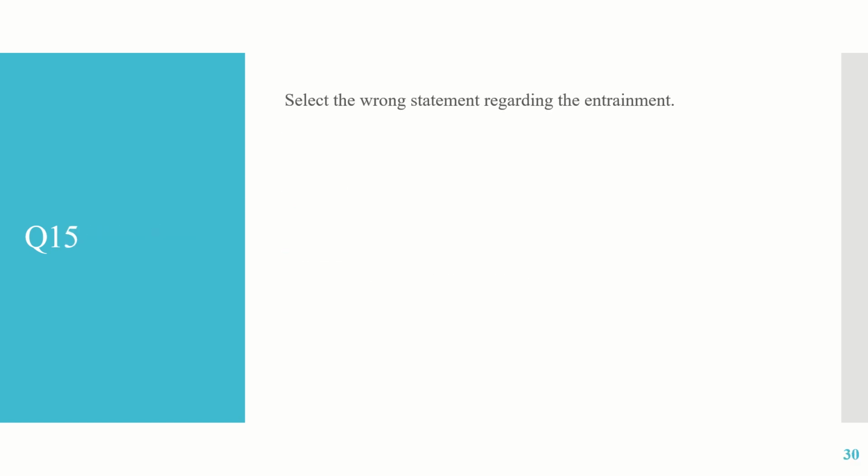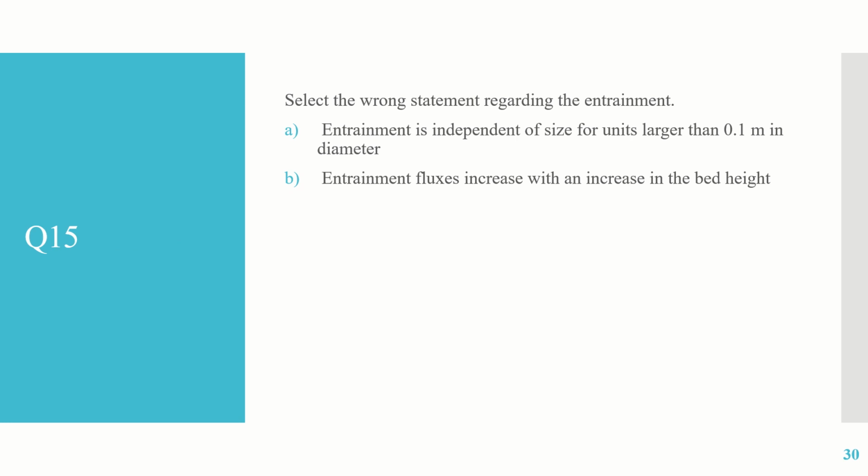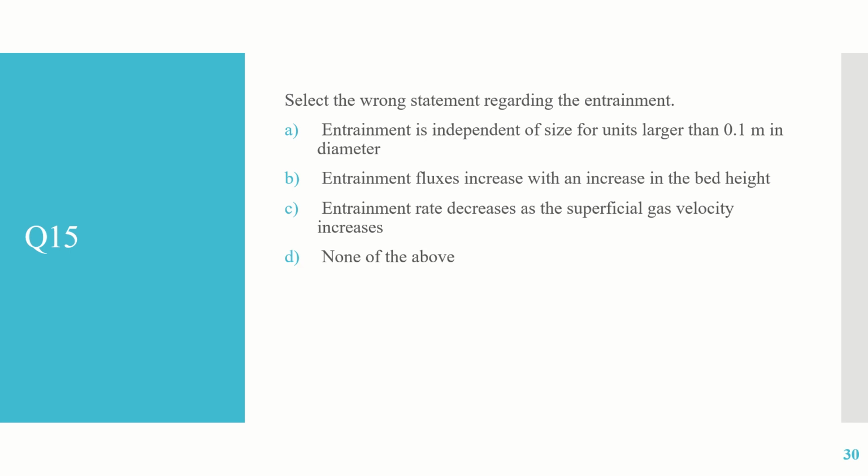Select the wrong statement regarding the entrainment. Option A: entrainment is independent of size for units larger than 0.1 meter in diameter. Option B: entrainment flux increases with an increase in bed height. Option C: entrainment rate decreases as superficial gas velocity increases. Option D: none of the above. This is what I meant in the earlier problem. In this, it is asked to find out the wrong statement. Previously, we were choosing which is the correct statement. So in this, we are asked to pick one wrong statement.